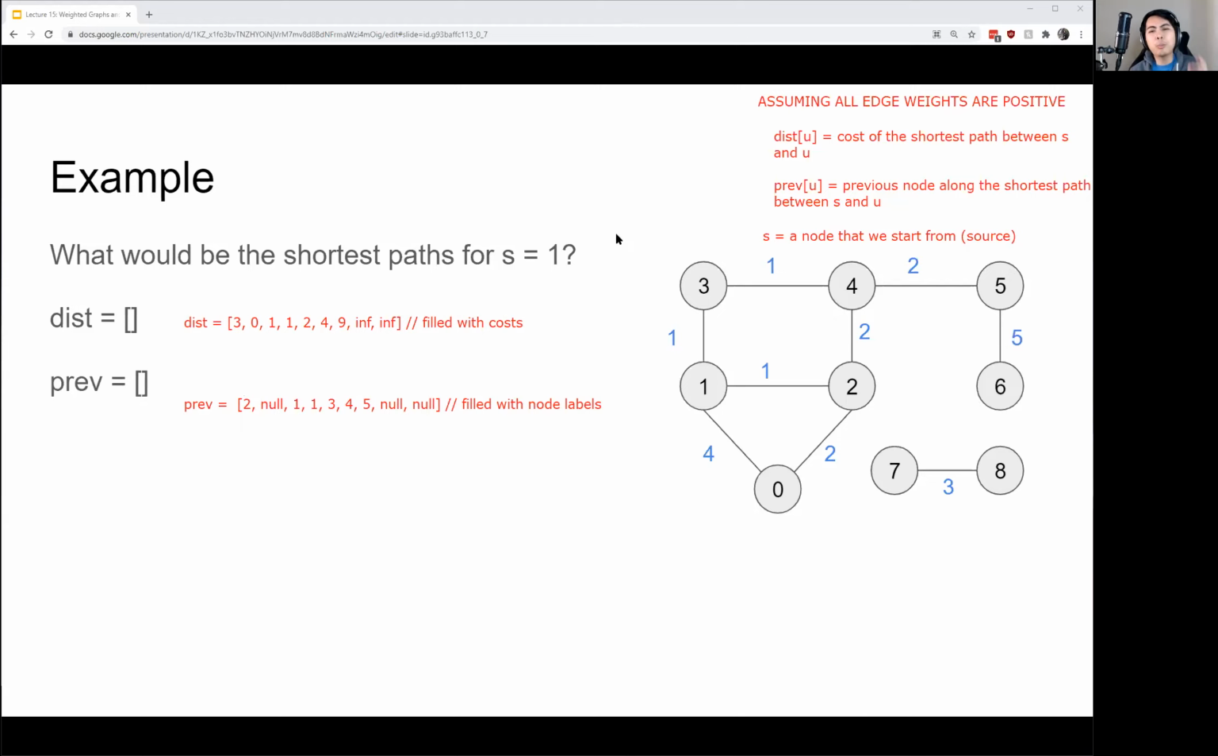Now, the reason we care about prev so much, the reason why it's actually important to have prev is that it can reconstruct the path to go from node S to any other node in the graph, the shortest path. So for example, if we want to reconstruct the path from 1 to 0, let me just write this out. Say we wanted the path from 1 to 0, right? We wanted the actual nodes that we visit. How do we use prev for that?